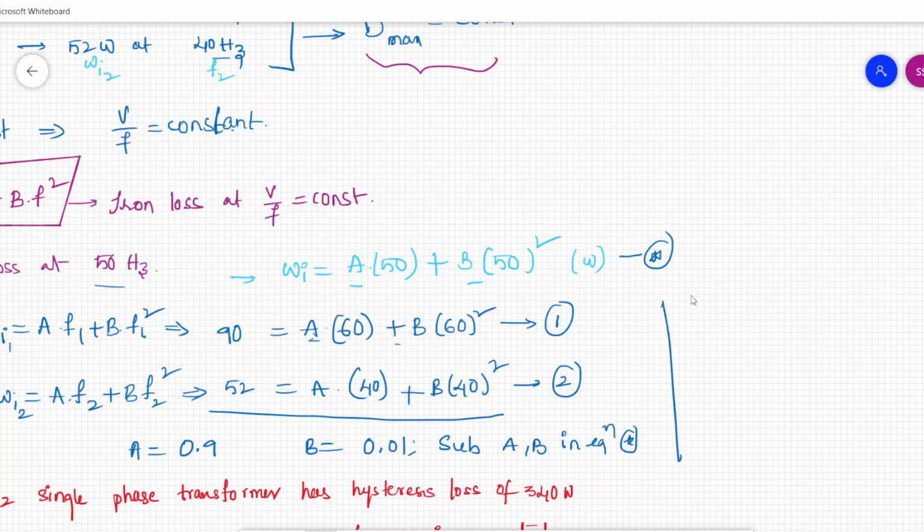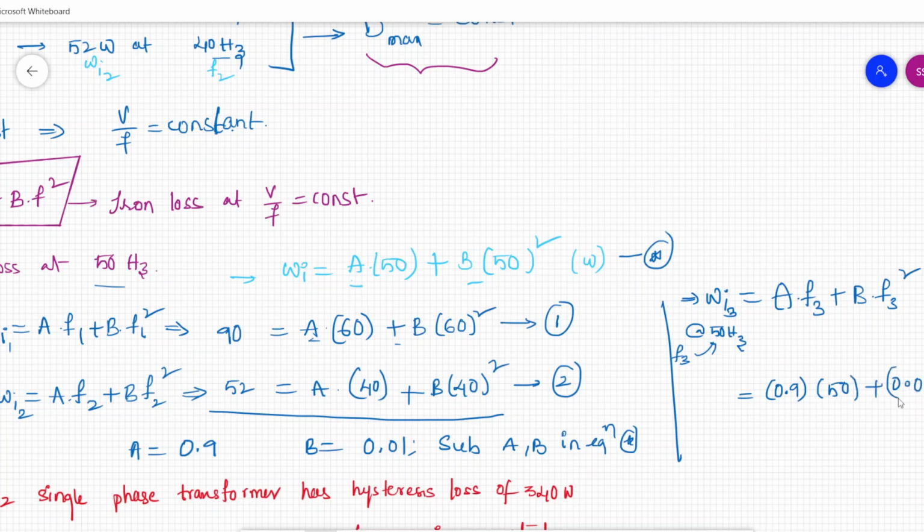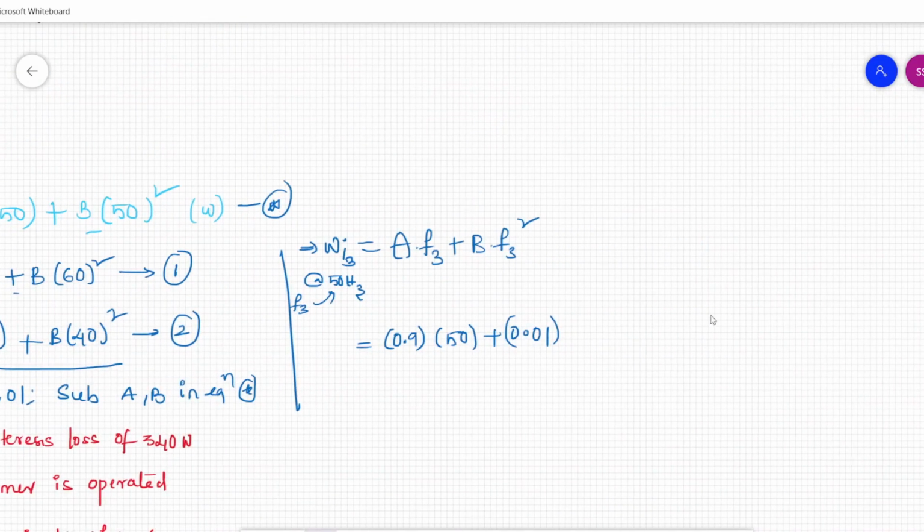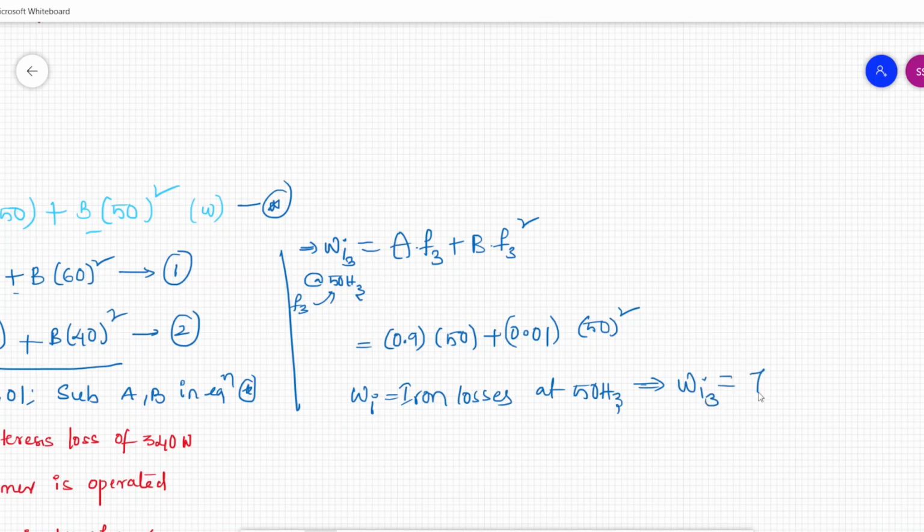So that will be WI3 at 50 Hz, right? A into F3 plus B into F3 square. Let us take F3 as 50 Hz. So here the A value is 0.9, F3 is 50 Hz, the frequency at which we need to find the iron loss, and B is 0.01. So that is 50 whole square. By solving this, we get the iron loss at 50 Hz frequency, WI3, which is equal to 70 watts.